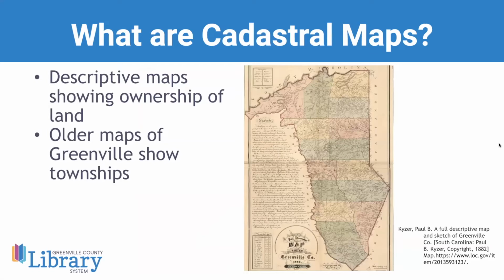Okay, and then the next map I want to talk about is a really big one. It's a cadastral map. And so what does that mean? Basically, on the right, we do have an example of one. These are descriptive maps. This map is actually called a full descriptive sketch of Greenville County in 1882. It was by Paul Kaiser. So sometimes you may hear this map referred to as the Kaiser map. But this is a map of Greenville.